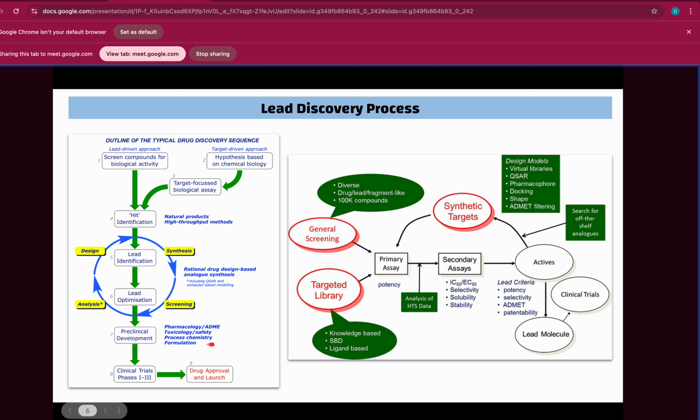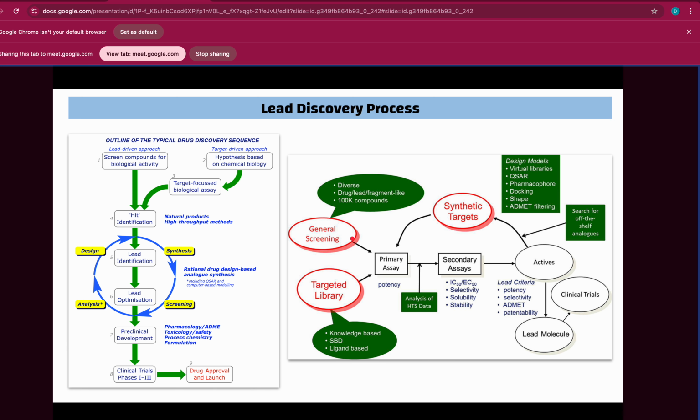So all these biochemical assays are performed in the preclinical development step, and then clinical trials are performed on the animal models, and then ultimately the drug which passes through all these stages will be approved and launched in the market. So this drug discovery process is quite time consuming, it's not that short. And this is the overview of how the lead compound is identified.